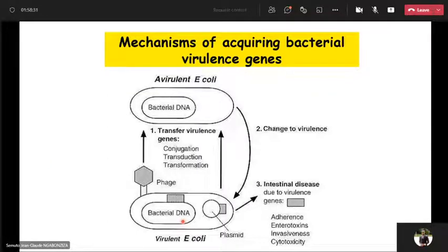Do you see my red pencil here? Yes, we can see. So in this virulent E. coli, there is a gene which is missing in the other. And this gene is not essential for the life of this cell. This bacterium has also acquired this gene, either through conjugation, transduction, or transformation. And this gene confers on this bacterium the ability to produce some virulence factors, which it does not originally have.